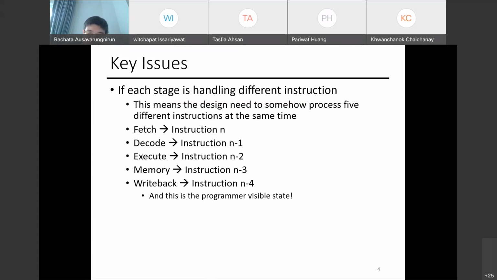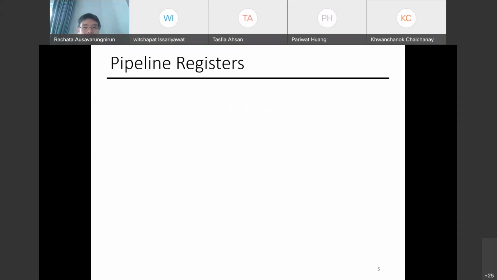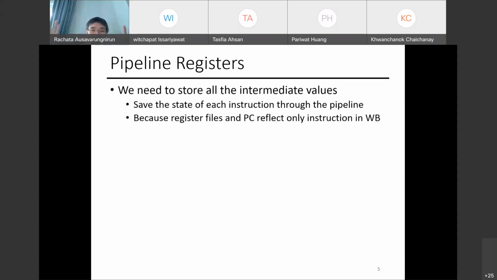And only write back is the one that the programmer can see. After write back, the programmer should see this state. The rest is updated somehow at write back, right? To do that, we came up with the idea of using another set of registers to store these temp variables. So any intermediate values to be stored are in this thing called pipeline register. It saves the state of each instruction through the pipeline.